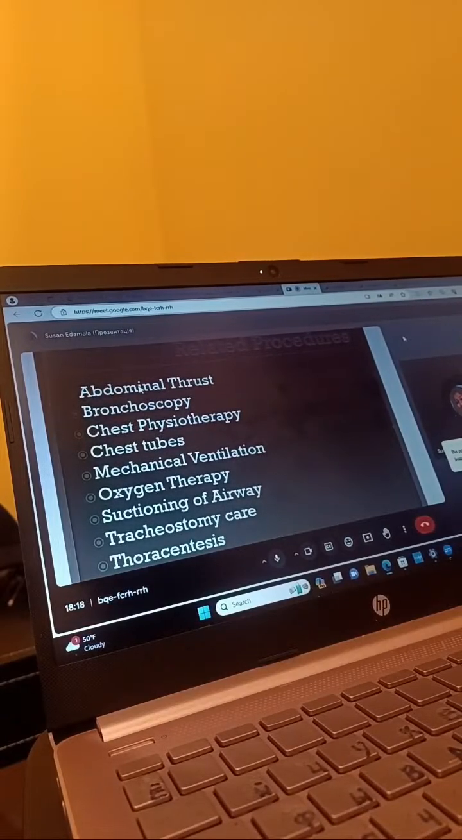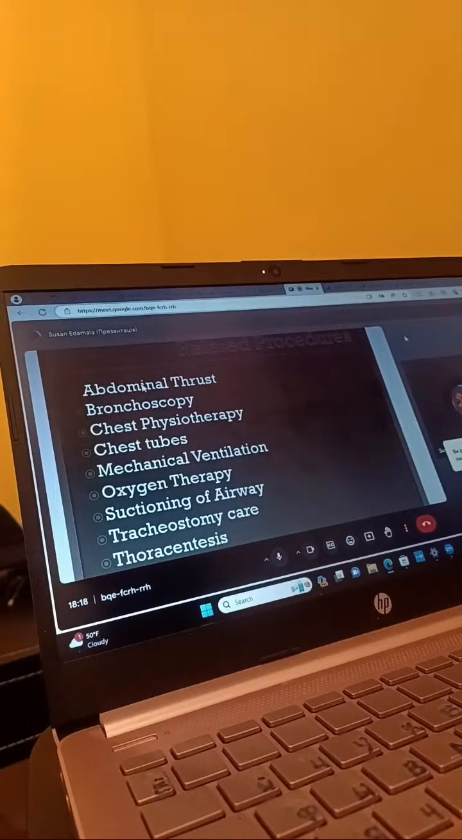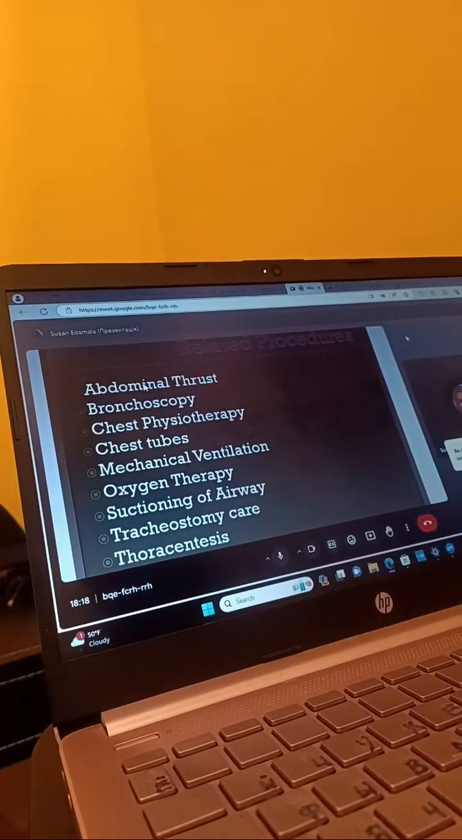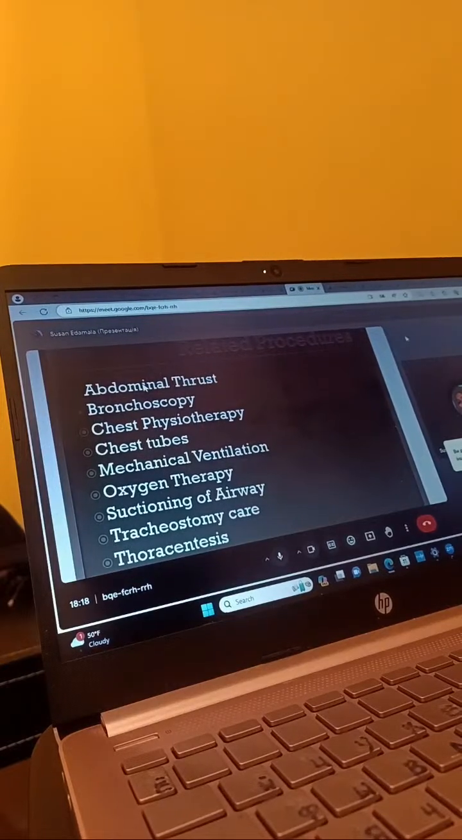And then thoracentesis. This is done by the doctor, who inserts a needle and removes the fluid, pleural tap or thoracentesis it's called. Our job as a nurse is to assist with the procedure, to explain to the patient, to give sedation before the procedure, and all these things. So these are the procedures related to the respiratory system.